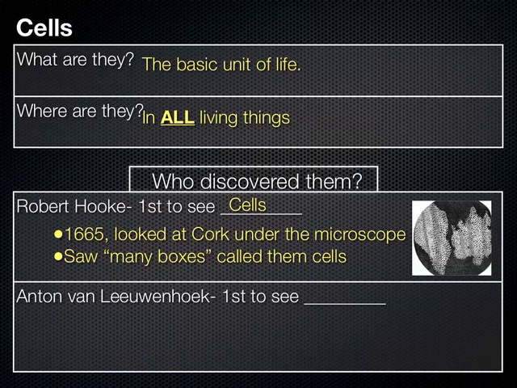Yeah, jail cells. He wasn't specifically thinking about jail cells, but in a monastery where monks lived, they lived in these small little square rooms that were called cells. And so he said these parts of the cork looked like these square little rooms, and he started to call them cells.